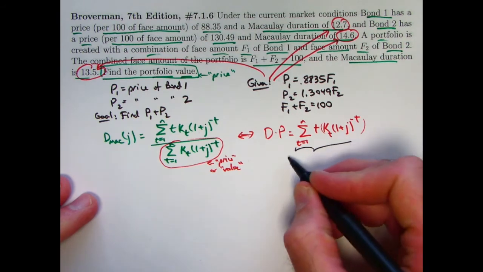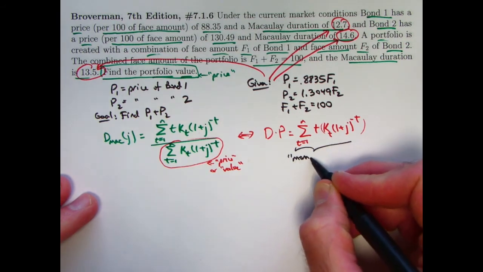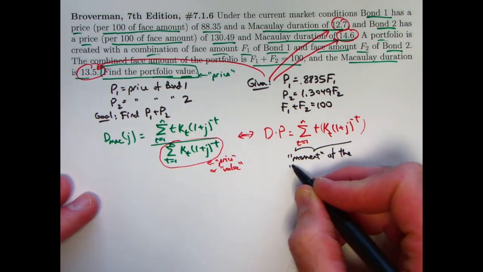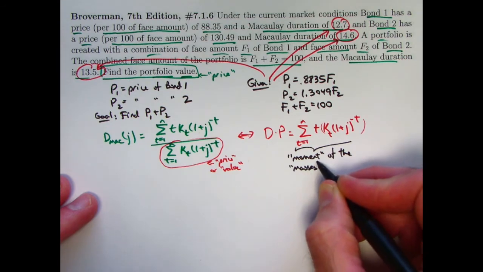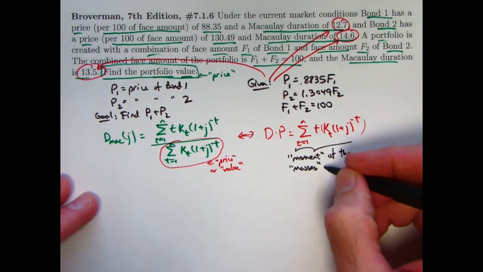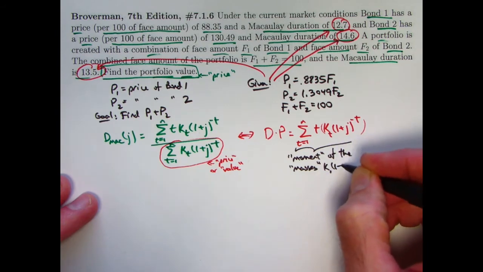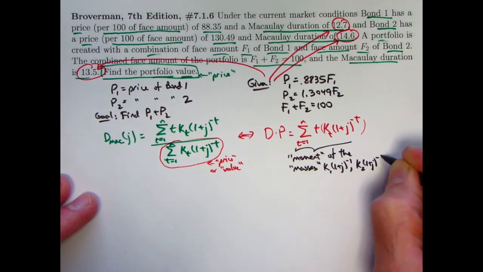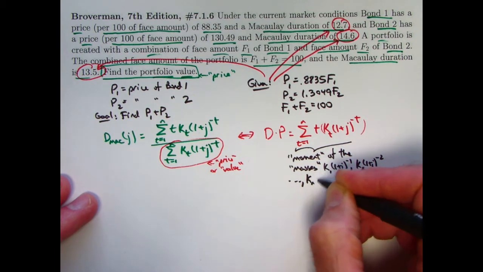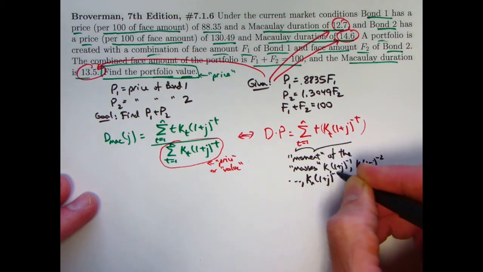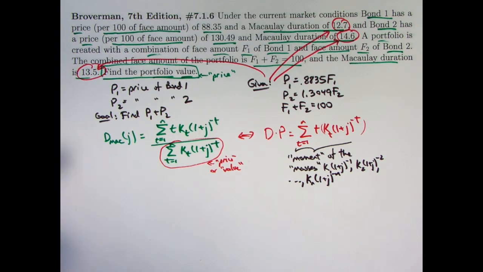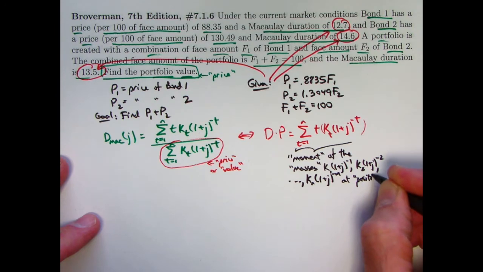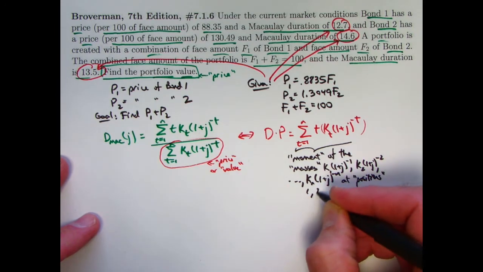This summation could be thought of as what's called the moment of the point masses that are the monetary amounts, the discounted monetary amounts, k_1 times 1 plus j to the negative 1, k_2 times 1 plus j to the negative 2, all through k_n times 1 plus j to the negative n. With respect to the origin, with respect to 0, these masses are at positions 1 through n.